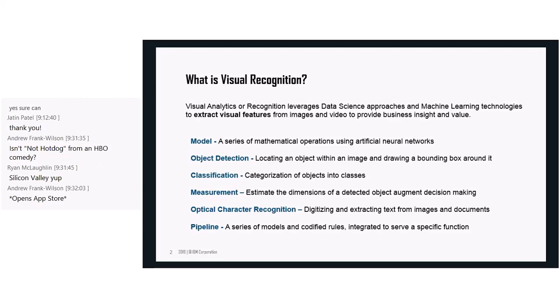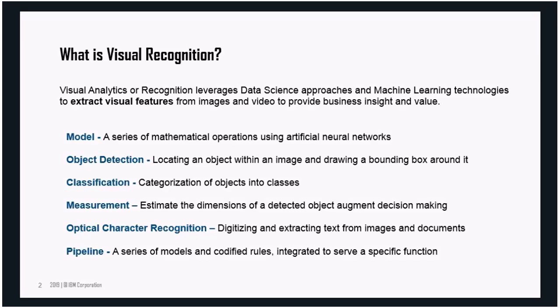But to boil it down into a series of terms, and you may have heard this before, people saying a model, a visual recognition model or an AI model. What this really is, is a series of mathematical computations or operations that use artificial neural networks.